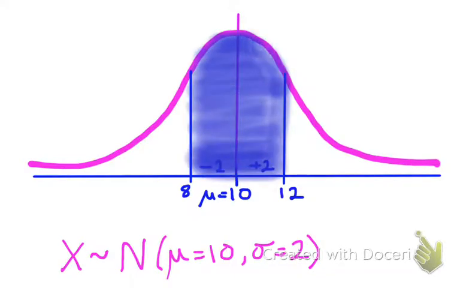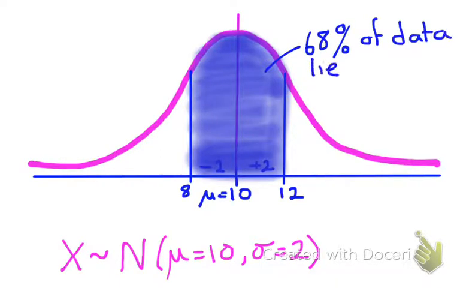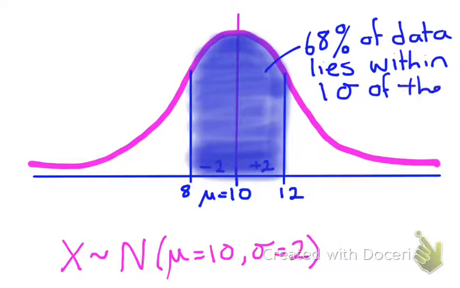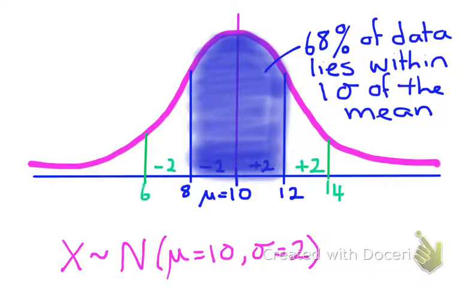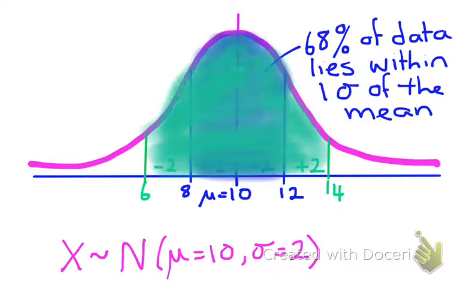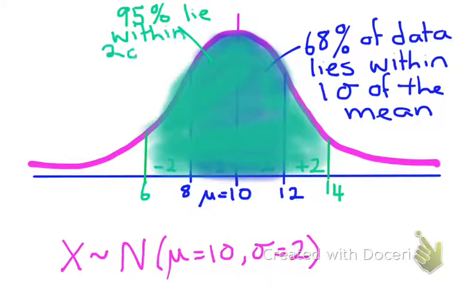If I now look at that area, shade that area in, moving 1 standard deviation plus or minus 1 standard deviation from the mean, that covers approximately 68% of my data. Okay, so 68% of the data will lie within 1 standard deviation of the mean. If I go out another standard deviation, so plus 2 and minus 2, that's going to take me out to the values of 6 and 14. So now between those values of 6 and 14, that means we can now talk about how 95% of our data lies within 2 standard deviations of the mean.